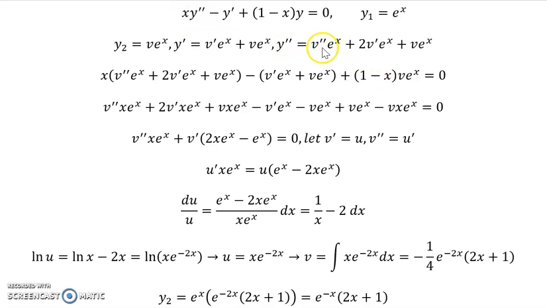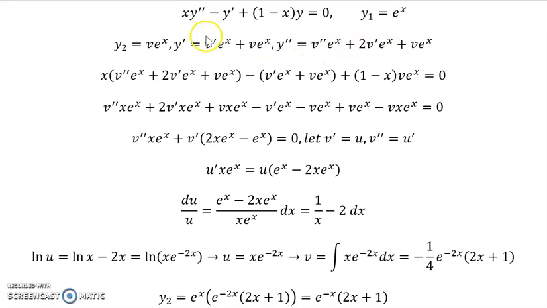And so if we take the derivative of this, we get another product rule, so v double prime e to the x. And then we take the derivative, the second half of that product rule, we get v prime e to the x. But when we take the derivative of the second term, we also get a v prime e to the x, so 2v prime e to the x. And then the second half of that product rule, v e to the x, because e to the x is the derivative of itself.